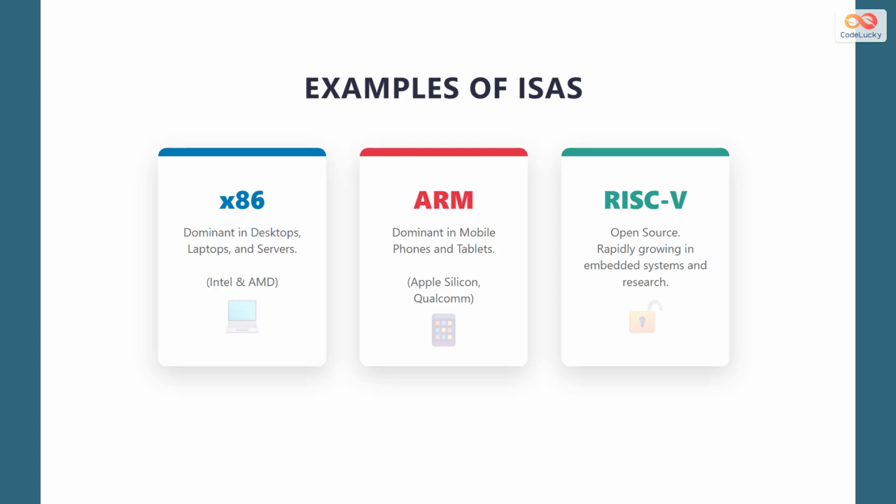You have likely heard of the most common architectures. x86 is the dominant language for desktop computers and servers, used by both Intel and AMD. ARM is the dominant language for mobile devices, used in your phone and increasingly in laptops like Apple MacBooks. RISC-V is a newer, open-source architecture that is gaining popularity in research and embedded systems. These are all different languages, or ISAs.